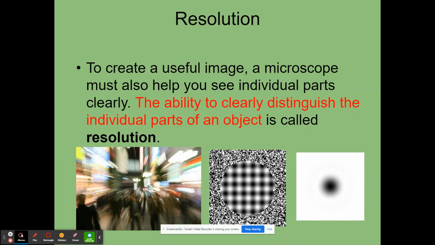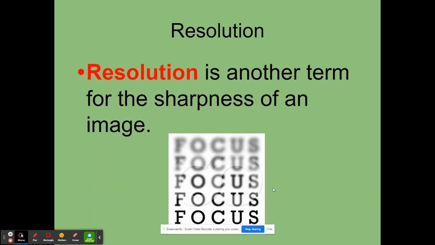Okay, next is resolution. To create a useful image, a microscope must also help you see individual parts clearly. The ability to clearly distinguish the individual parts of an object is called resolution. So you can see those three objects right there, very blurry. You can't see what it is. Some people say, oh, that looks like Times Square. And it is Times Square, right? You can infer, but it would be a lot better if it was more clear. So that's the purpose of resolution.